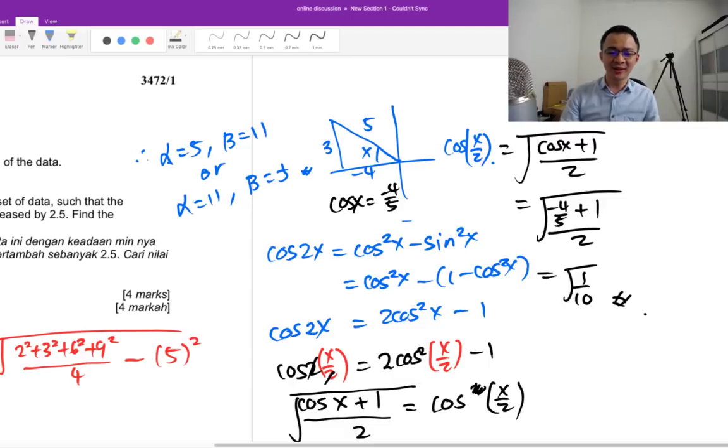Yeah, ln x is university math, yes. It means when you go to a higher level, you will learn about ln x.